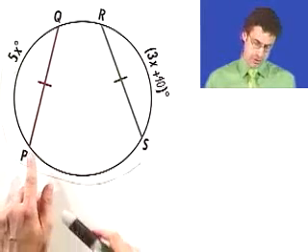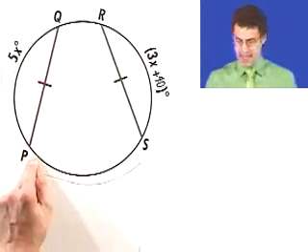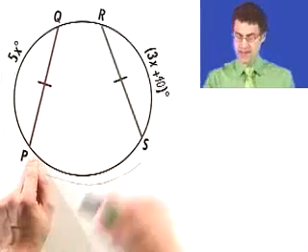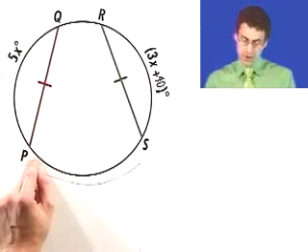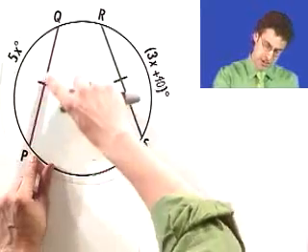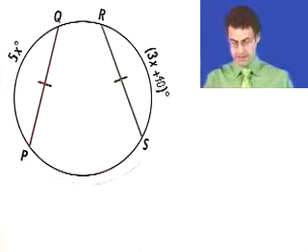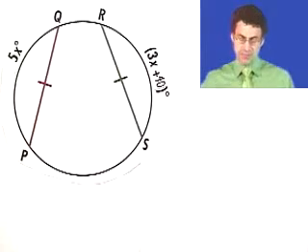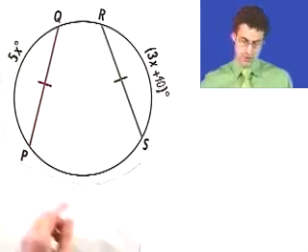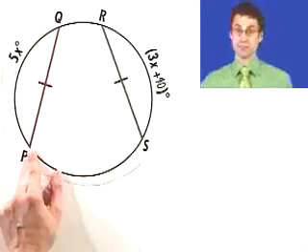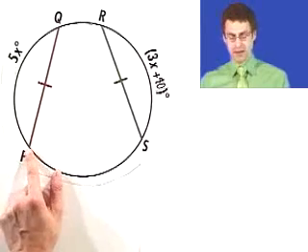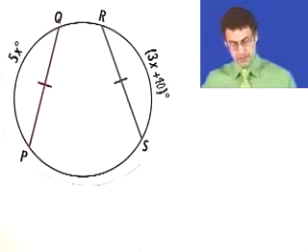I have the chord PQ, and I have the chord RS. And we're told that, in fact, PQ is congruent to RS. We're given that information. And our mission is to figure out what the length of PQ is. How can we possibly do that? Well, notice that we're actually given a little bit of information.